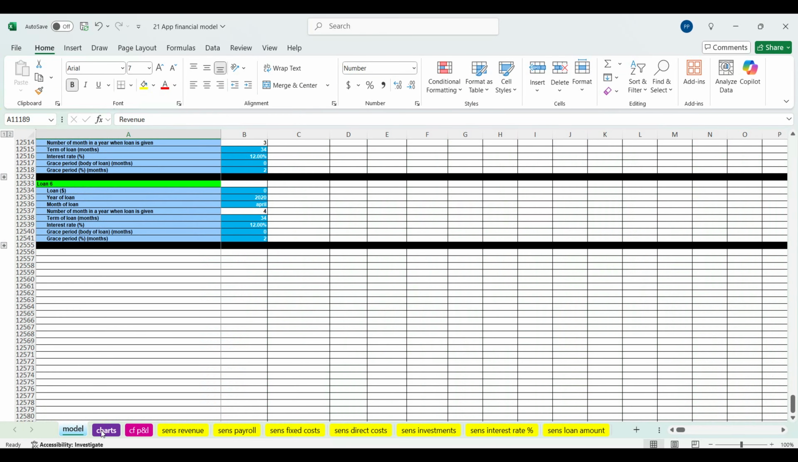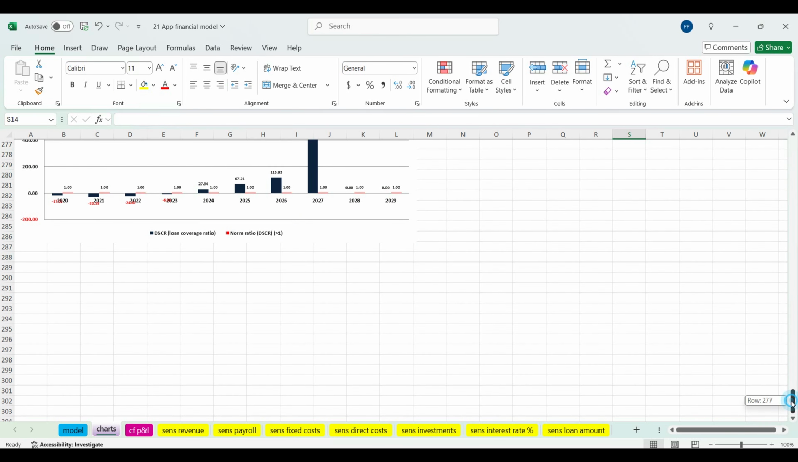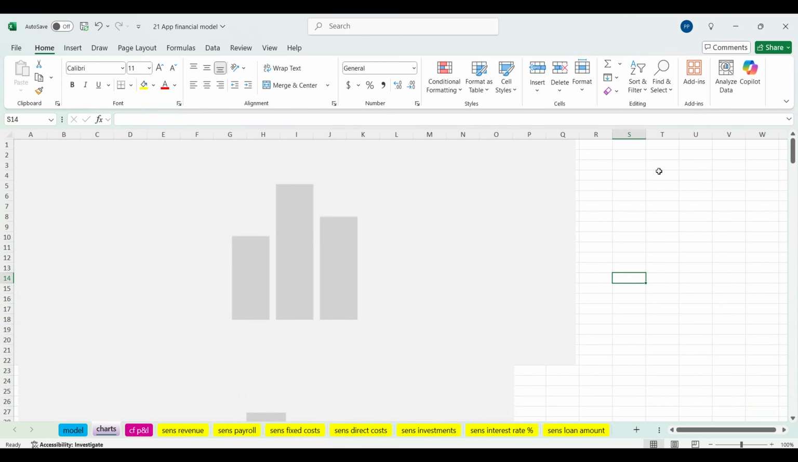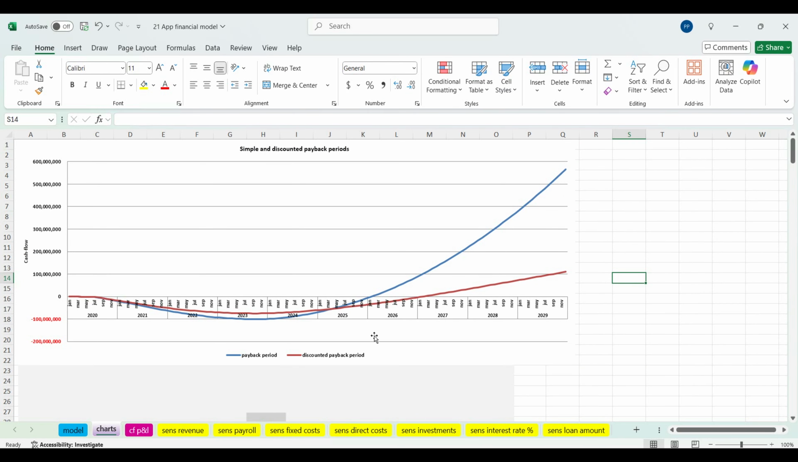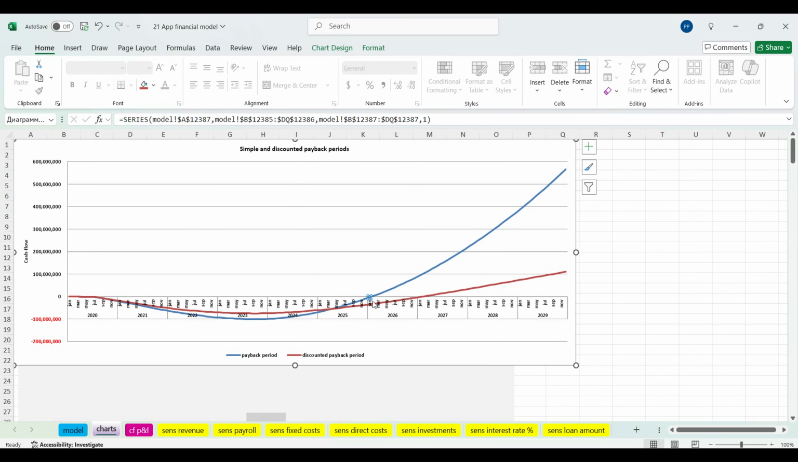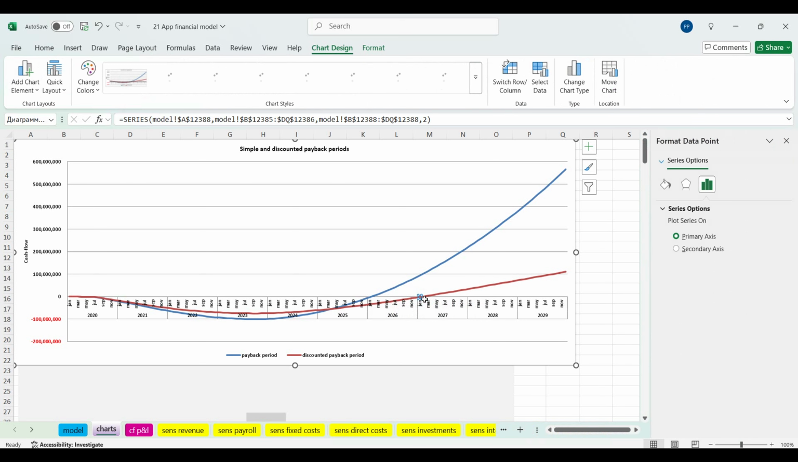Moving forward, then we have a couple of charts. So the charts are showing us simple and discounted payback period. So this is the moment when the chart crosses the timeline. This is the simple payback period. This is a discounted payback period moment.